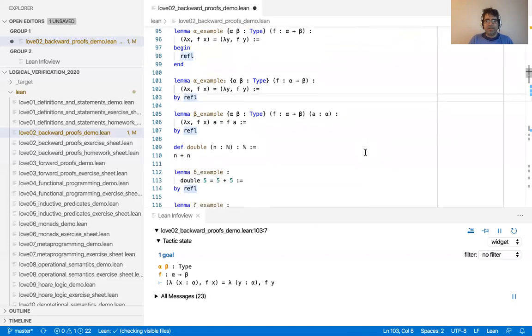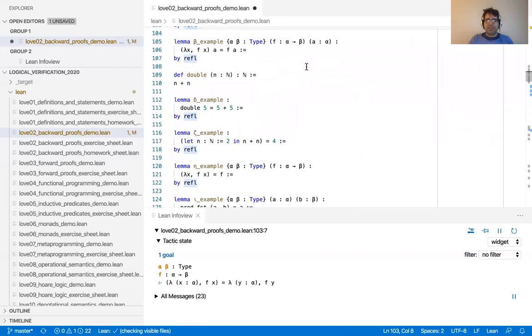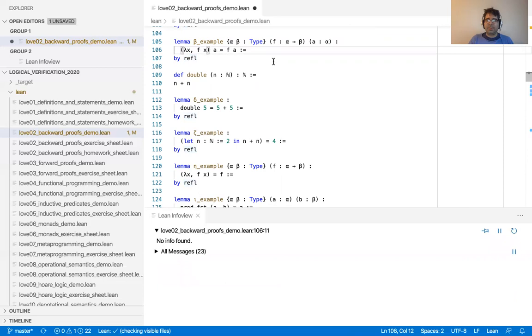Okay. Then the next example is beta reduction. If you've studied lambda calculus, then you're familiar with it. Beta reduction just means you have a lambda expression here on the left-hand side of an application, and you pass an argument.